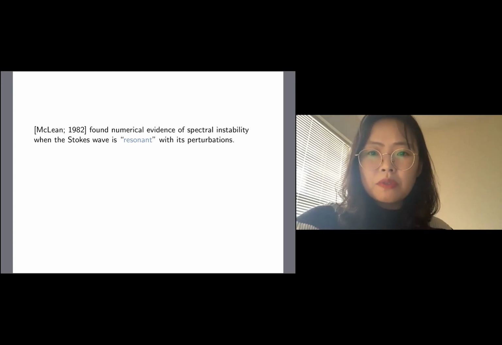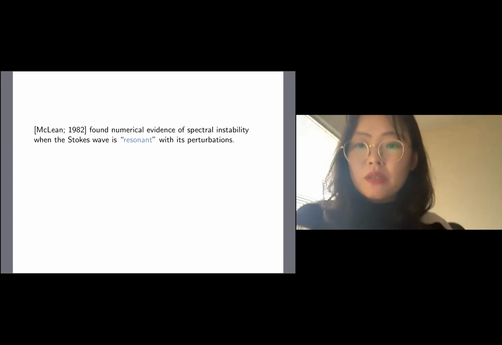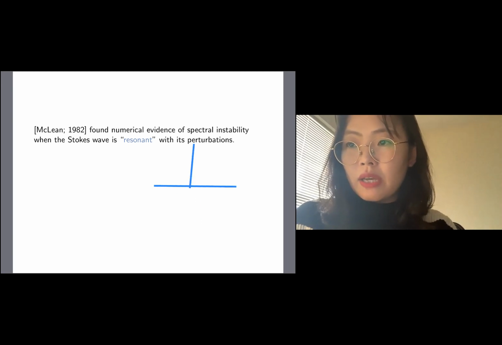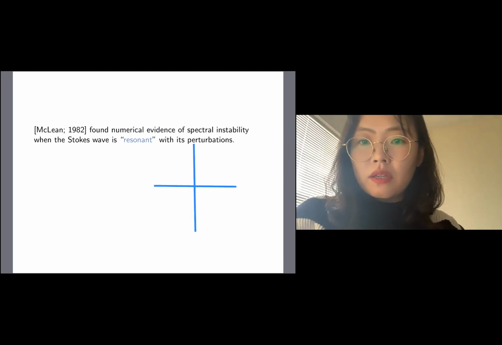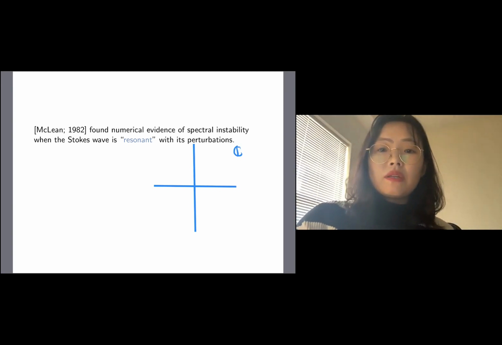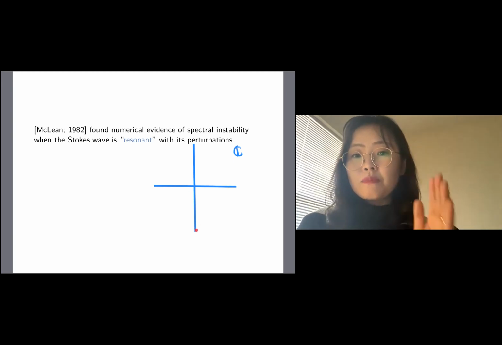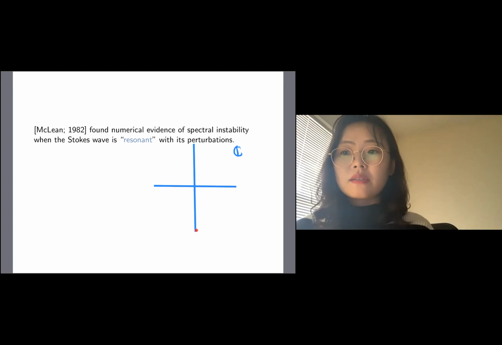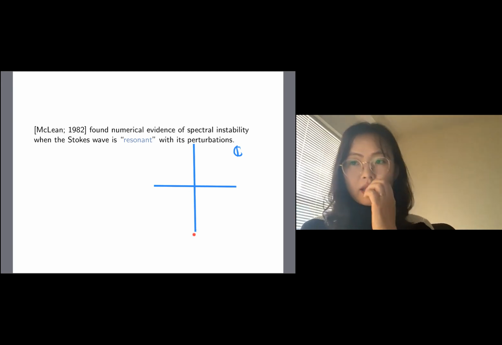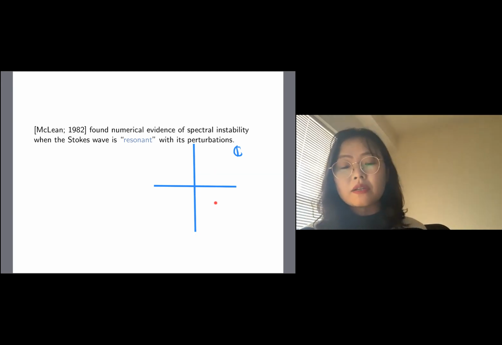And I'm going to say a few things about the spectrum for this problem. So here are the real and the imaginary axes in the complex plane. And the spectrum is symmetric about the real and imaginary axes, so that spectral stability means that the spectrum is completely contained in the imaginary axis, and any unstable spectrum must be accompanied by its symmetric reflections.